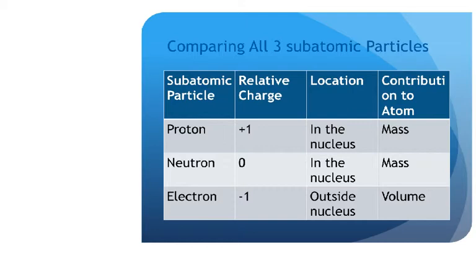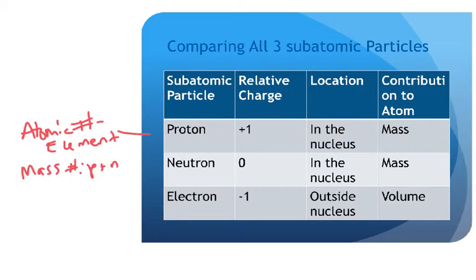The proton's the easiest. The proton is going to be the atomic number of a particular element. It's important to know that it's the number of protons that determines the element that you're looking at. For neutrons, neutrons can be found by looking at the mass number. You see, the mass number is the sum of how many protons plus how many neutrons a particular atom has. So neutrons can be found by taking the mass number and subtracting the number of protons out of it.